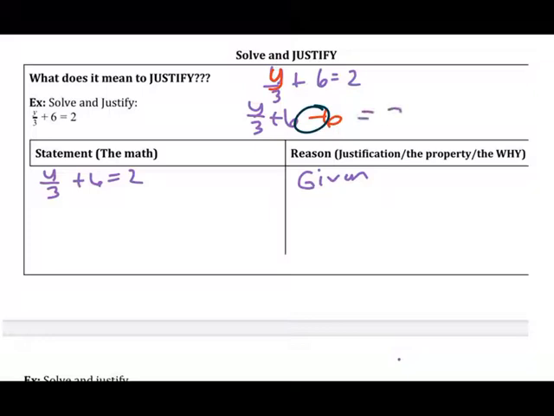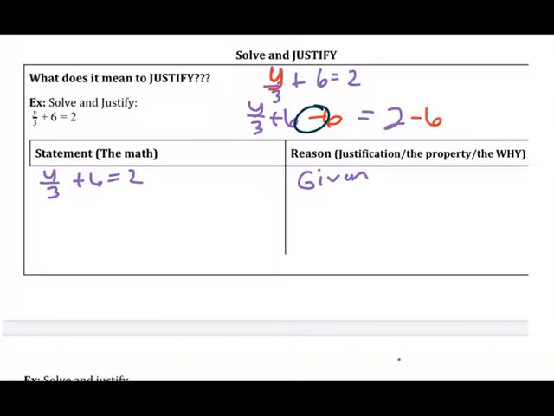Now, wait a second, I can't just throw a minus 6 in there because I feel like it's a great idea. I have to do it to the other side. Now we're okay, because what did we just do? We just used the subtraction property of equality, which I'm going to put down here.